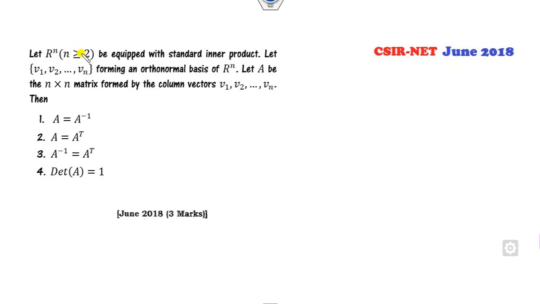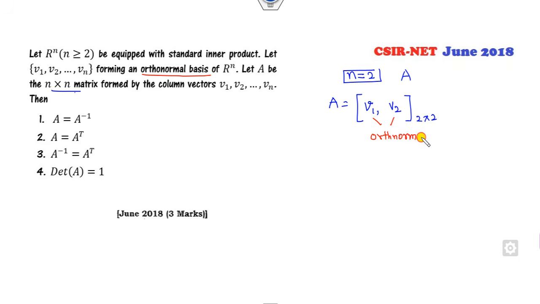Okay, R of n is here, which is for n cross n. Firstly, I can choose n is my 2. So A is my 2 cross 2 matrix, such that its columns are V1 and V2. What is the nature of these columns? These columns are orthonormal. So what is the meaning of orthonormal? It means the dot product or inner product is 0 and the norm of each vector is 1.